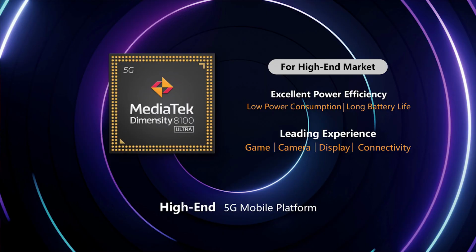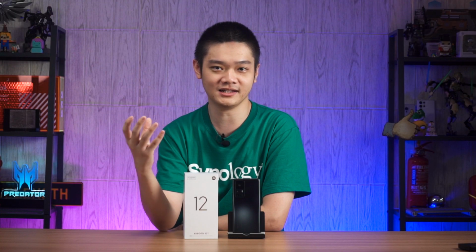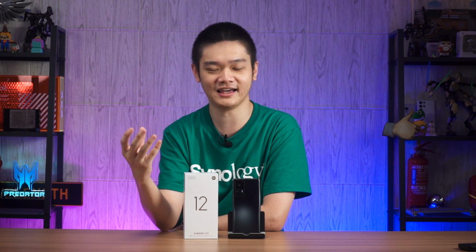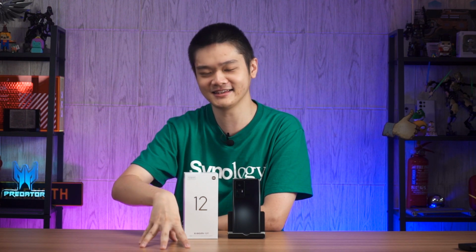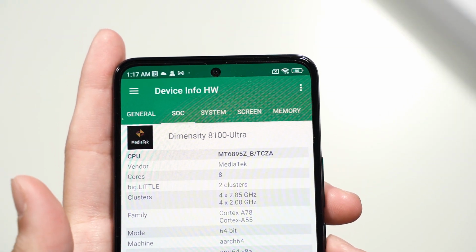In short, all companies can use the same Dimensity 8100, but through Dora, each company can combine their own proprietary code to make a unique variation of the Dimensity 8100 chipset, hence able to give it a little bit more specialty and also give it yet another postfix in the name, for example 8100 Max and 8100 Ultra.